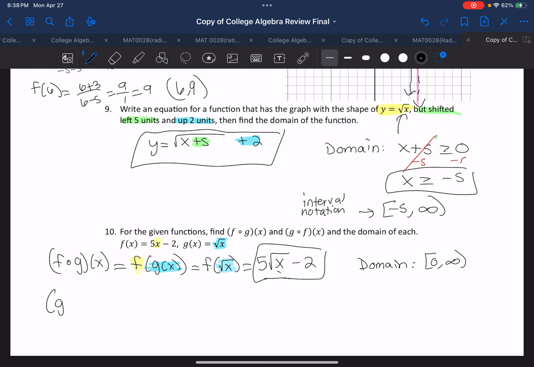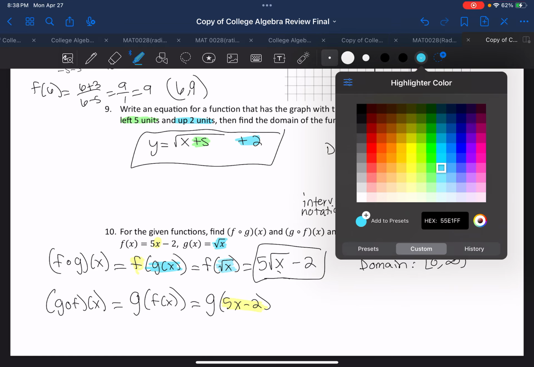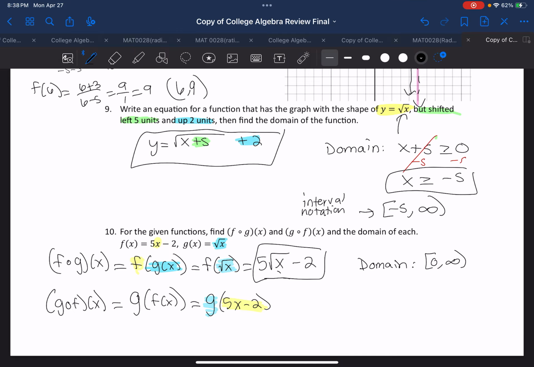Okay, and then the next one would be g of f of x, which is going the other way. That's telling me to plug f of x into g. And f of x is equal to 5x minus 2. So now I'm replacing 5x minus 2 into the function g of x. So this would be the square root of 5x minus 2. So I'm just replacing the x in g of x for 5x minus 2.